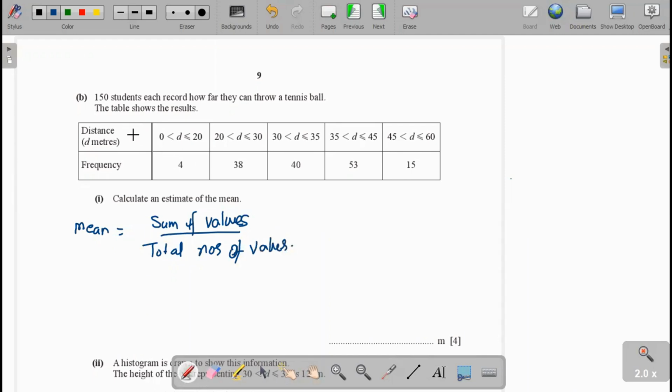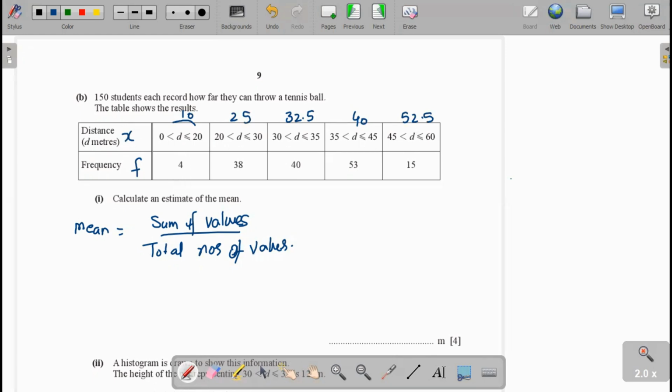Firstly, you have to find the middle value of the interval, that is called the class mark, represented by x, and these are the frequencies. The middle values here are 10, and that is 25, which is 32.5, and that is middle is 40, and that value is 52.5. Now we multiply all these values.